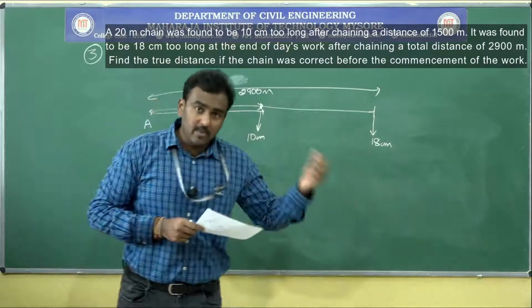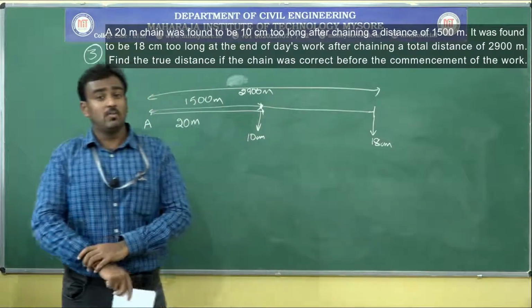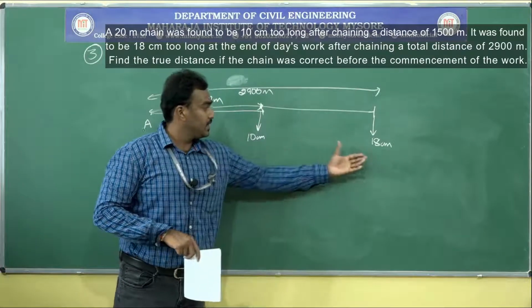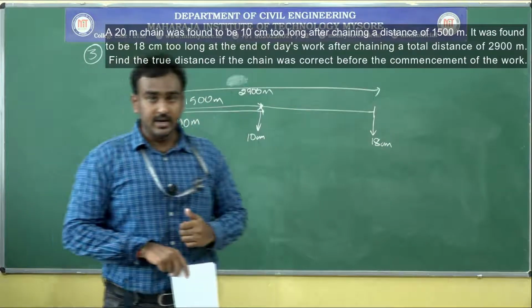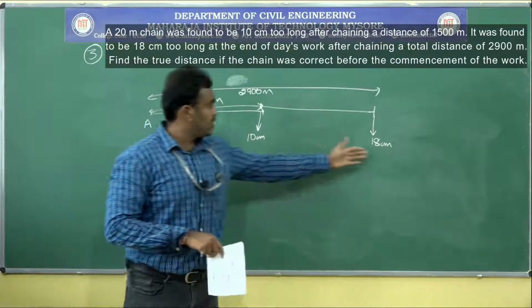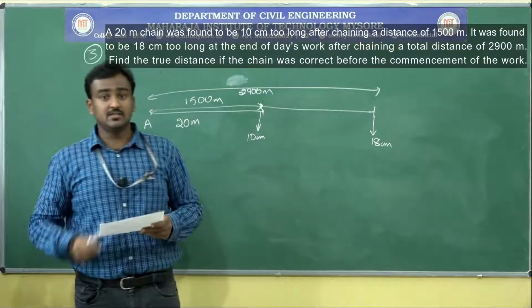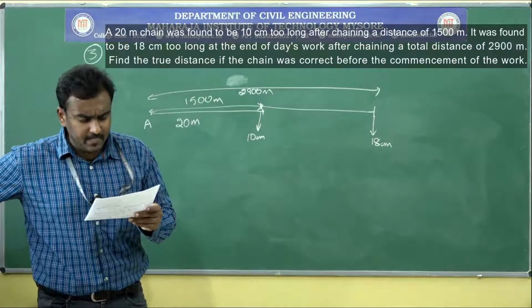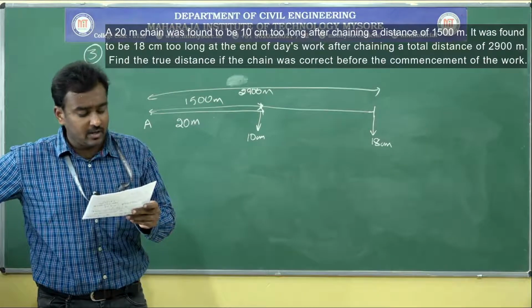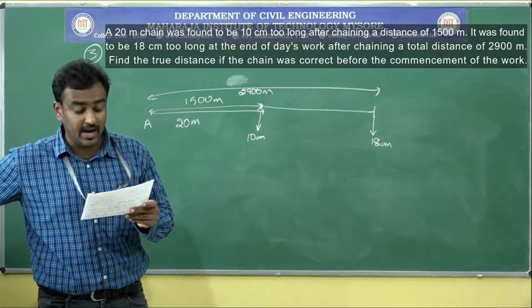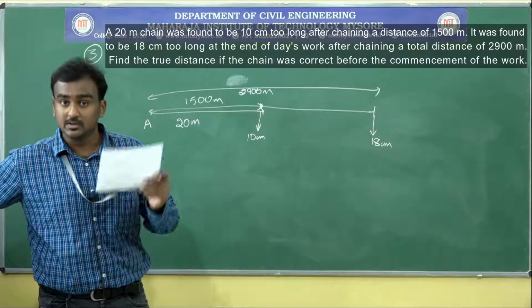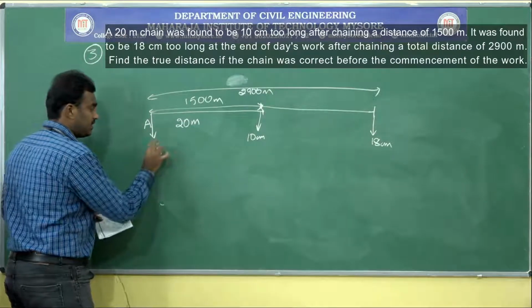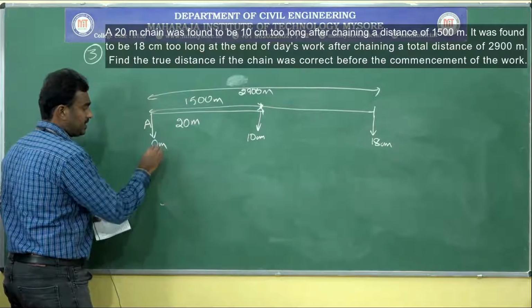But compared to the previous problems, in those we found that these errors were constant. Here it is somewhat variable. So in such cases, what should we do? Let us read the problem again. It says to find the true distance if the chain was correct before the commencement of the work. So this is a hint: before the commencement of the work, the chain was correct and there is no error.